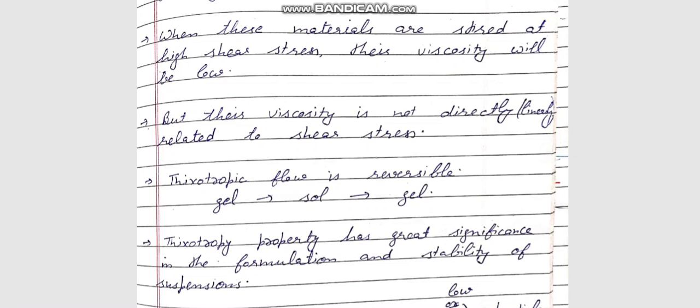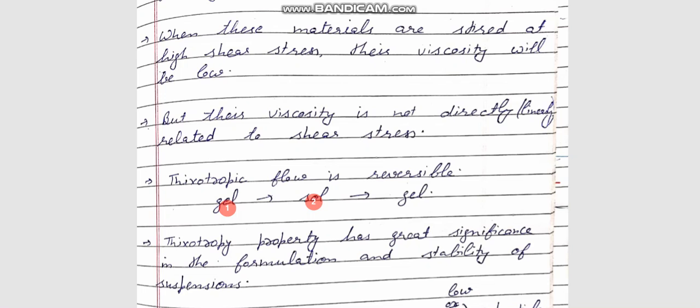Thixotropic flow is always reversible. Reversible means first the formulation is of gel type, then it will convert into sol, and then again it will convert into a gel.